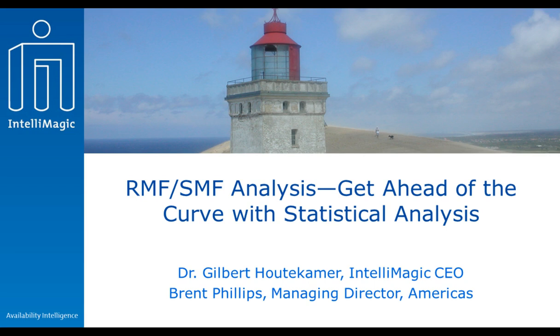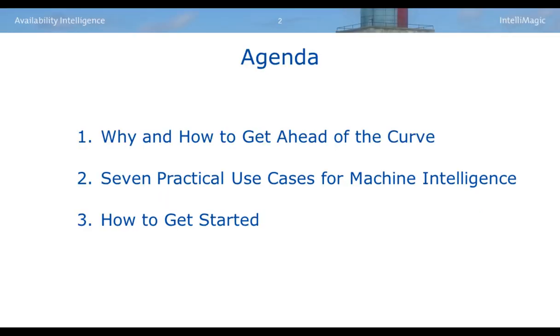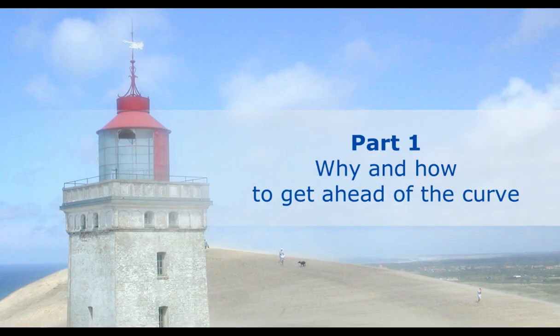So a lot of depth on many different areas of the mainframe, and he'll be presenting the core elements of our webinar today. We've split this into three different sections. I'll talk first about what we mean about getting ahead of the curve, why and how. Then Gilbert will go through 7 different use cases for machine intelligence on the z/OS data, particularly the RMF and SMF data. And then we'll wrap it up with a very brief session on how you can get started in these concepts, these use cases that we're discussing today.